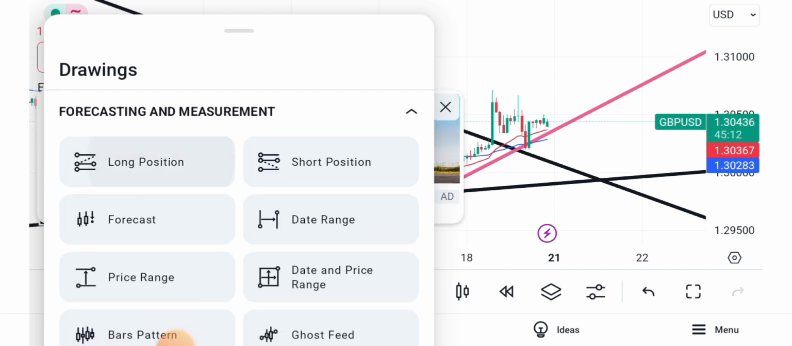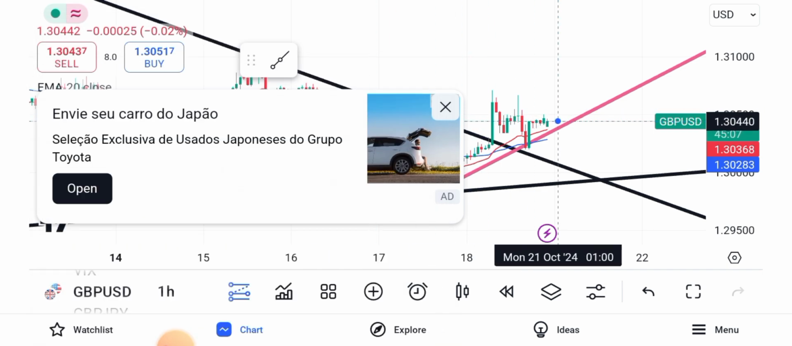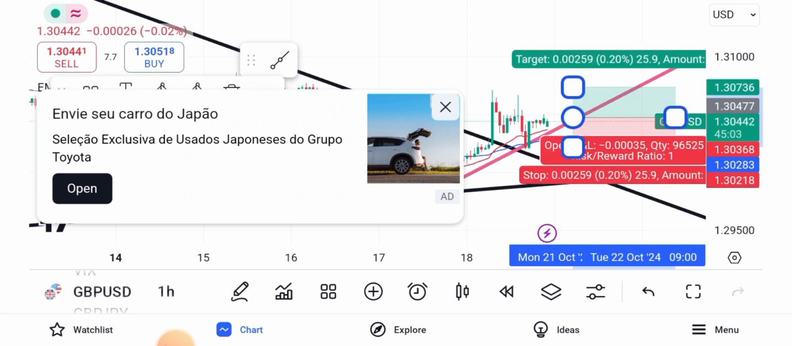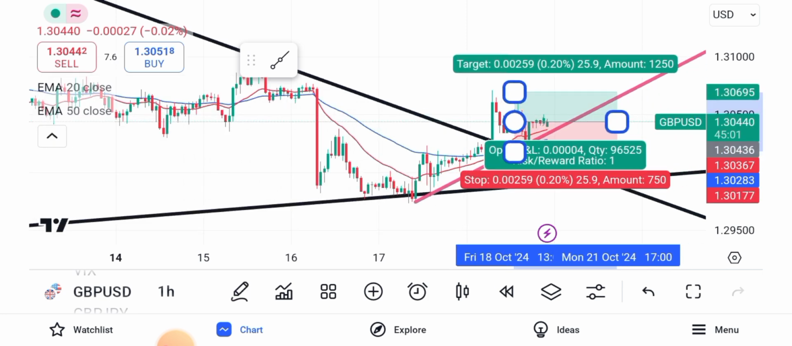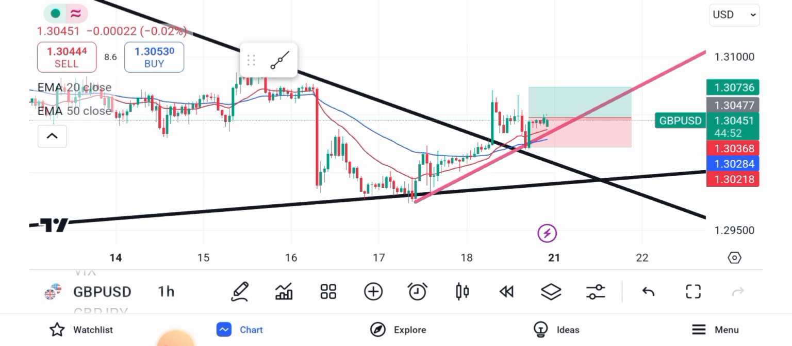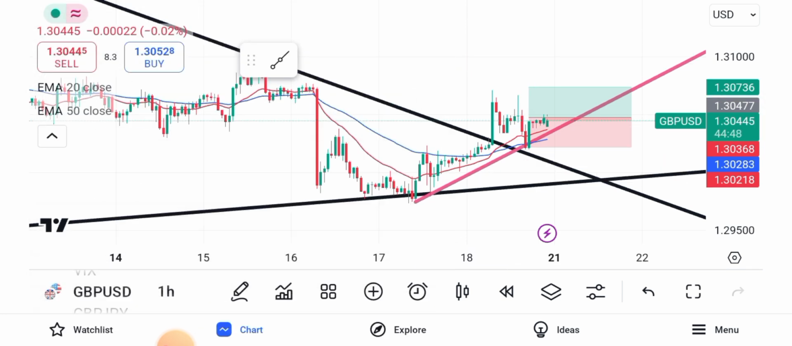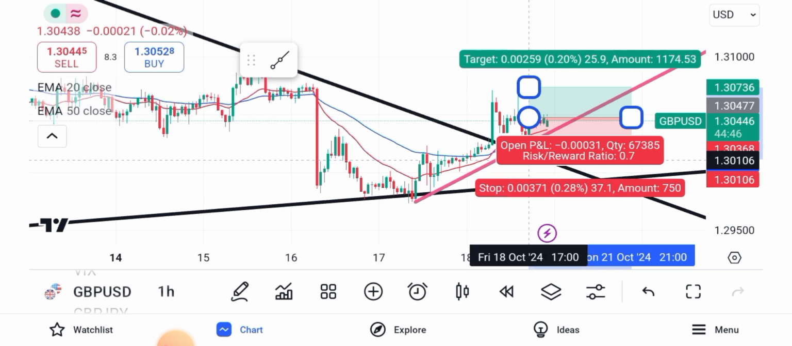An entry here can definitely prove to be an uptrend. This could definitely be our entry right here. And then our stop loss can be right about this mark here.